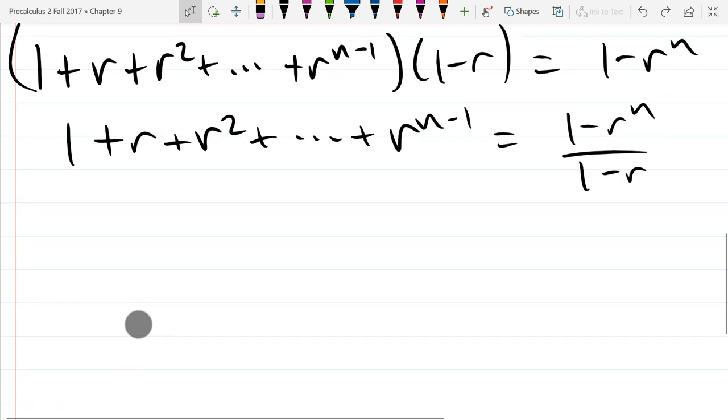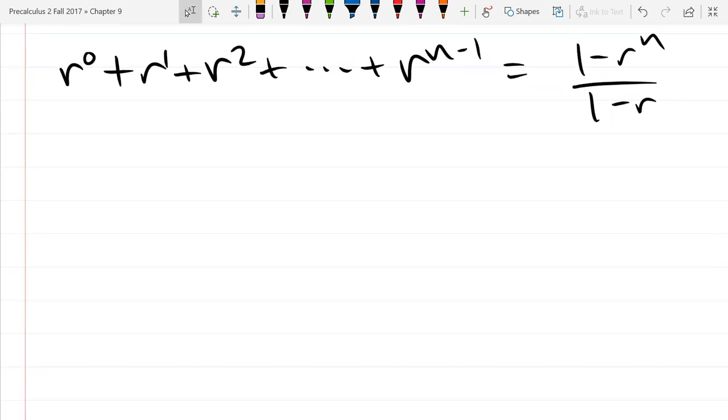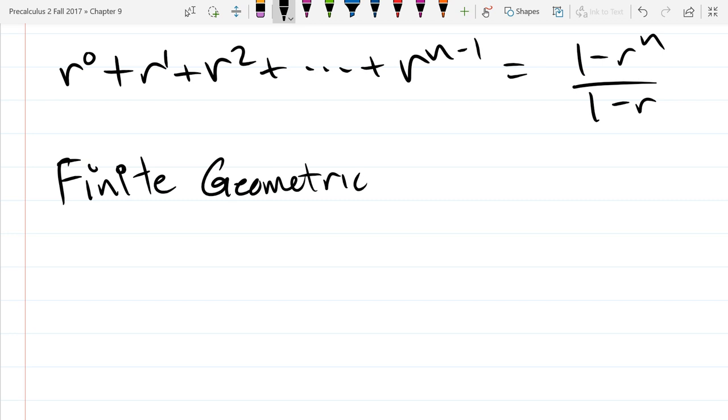What I want to do now is think about the left side. If we look, this is basically adding up a bunch of r to increasing powers. If I rewrite 1, 1 is r to what power? R to the 0. And if I'm very explicit about the powers, it's r to the 0 plus r to the 1st plus r to the 2nd all the way to r to the n minus 1. Okay, this is the geometric sum, a finite geometric sum. So I'm going to write this out in sigma notation, and then I will describe what this notation is.